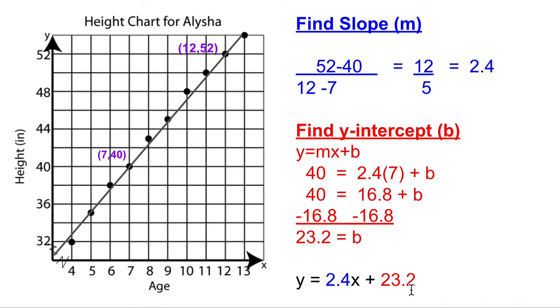So what this means is the y-intercept, when she was 0 years old, that means she was 23.2 inches tall or long as a baby. The slope, 2.4, means for every year, for every birthday that Alicia has, she was growing an average of 2.4 inches.